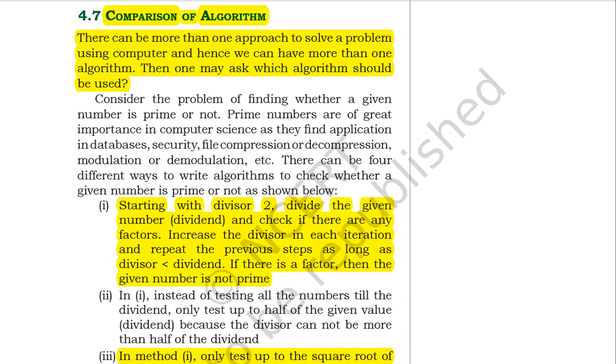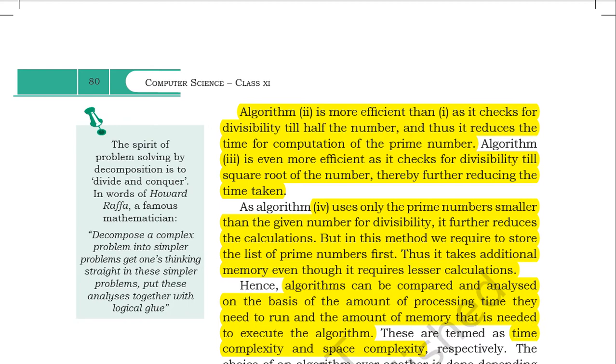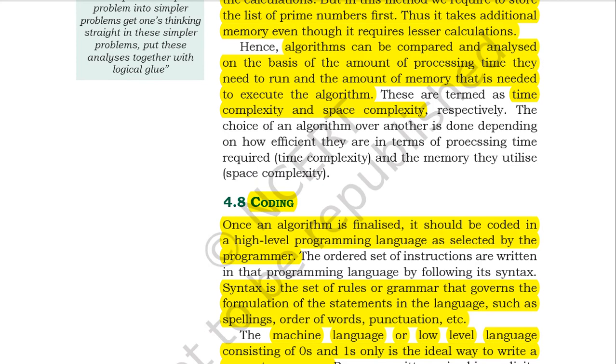Comparison of algorithms means how to select a particular algorithm. When there is more than one algorithm to solve a given problem, you have to choose the best one, and this is done through comparison. The main factors are time complexity and space complexity. This is very vital, and we will discuss it in the upcoming chapters.